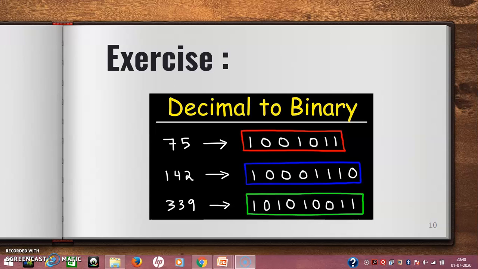There is an exercise to convert certain decimal numbers to binary numbers and the answers have been written. You can check the method if the answers are correct.